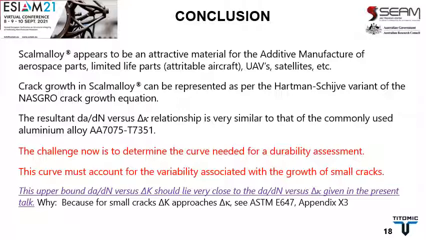The challenge now is to determine the curve needed for a durability analysis. This curve must account for the variability and the anisotropy associated with the growth of small cracks in additive manufactured Scalmalloy. This upper bound da/dN versus delta K curve should lie very close to the da/dN versus delta kappa curve given in the present talk. Why? Because for small cracks, delta K approaches delta kappa. This falls out of ASTM E647, and you have to read Appendix X3.